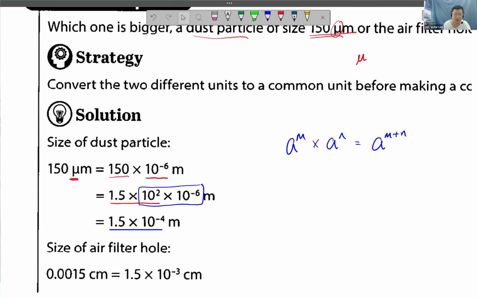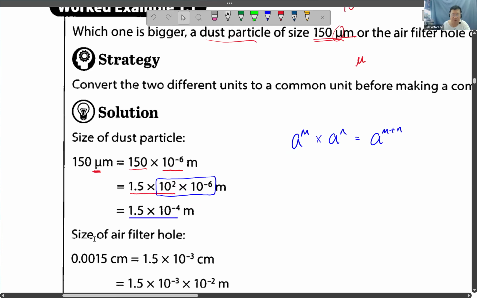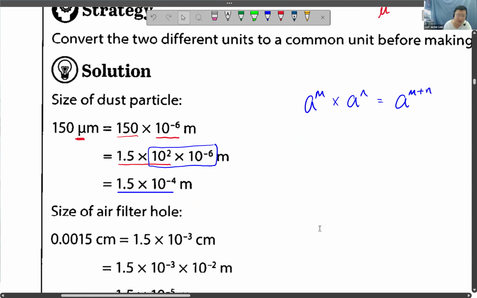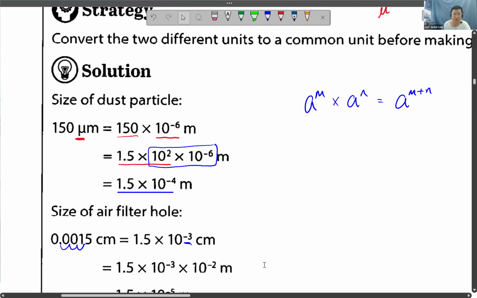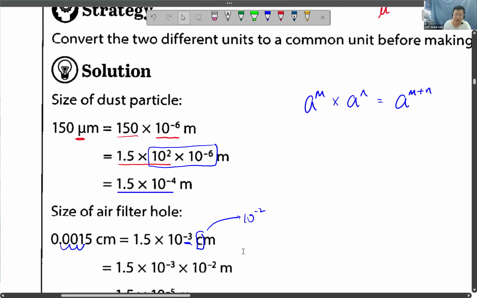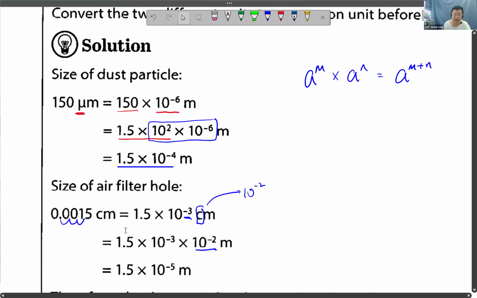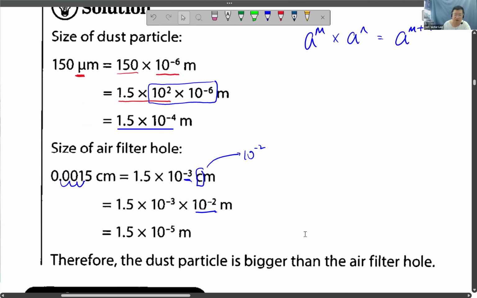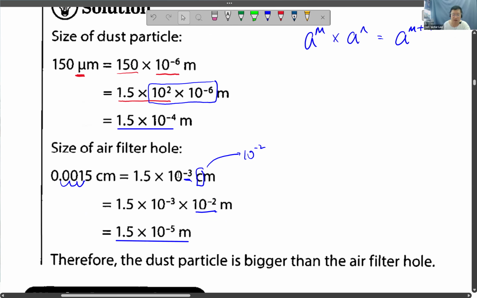Okay. Now, the next one is the filter hole, which is 0.0015 cm. And this one, you shift the decimal. Look carefully at what I'm doing. I shift the decimal 1, 2, 3. So it's 1.5 times 10 to the power minus 3. Okay? And centi. From centi to meter, centi is 10 to the power minus 2. So you add another 10 to the power minus 2 when you come to meter. And then you add the powers together, minus 3 minus 2 is minus 5. Then we look at this and this. Which is smaller?